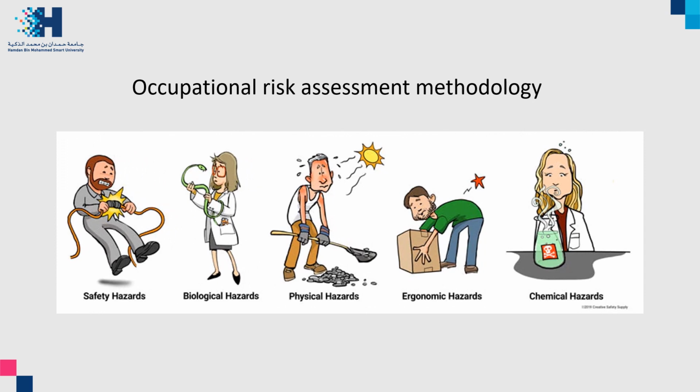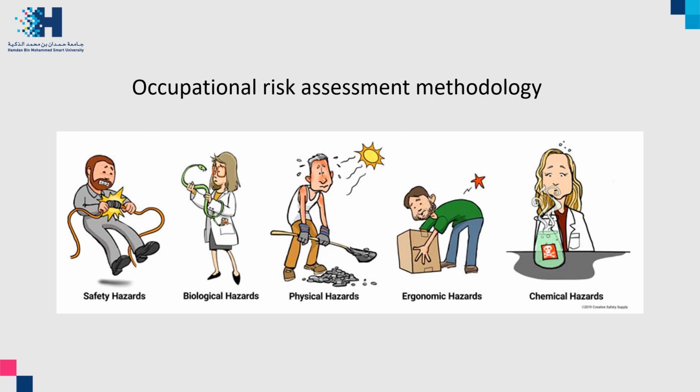Safety hazards, biological hazards, physical hazards, ergonomic hazards, and chemical hazards are all potential types of hazards that can exist in the workplace. Safety hazards. These are hazards that can cause physical harm to workers, such as slips, trips, falls, cuts, or burns. Examples of safety hazards in the workplace can include poorly maintained equipment, electrical hazards, or unguarded machinery.